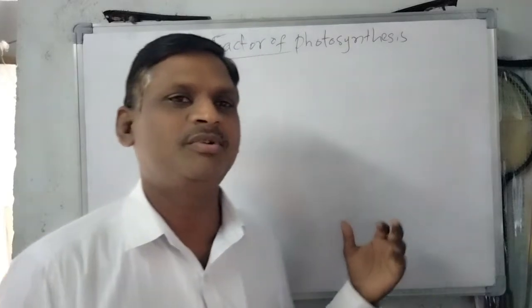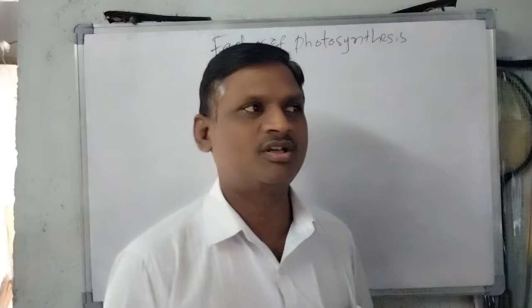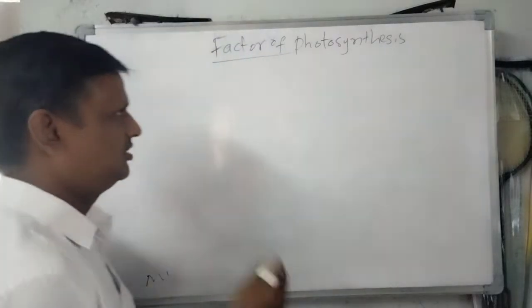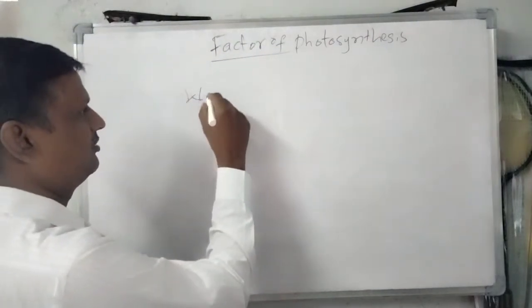So factors of photosynthesis, according to C.B. Van Neel, there are four factors: water, carbon dioxide, sunlight, chlorophyll. Okay, one by one we shall see. Suppose we see the relationship between water and photosynthesis.